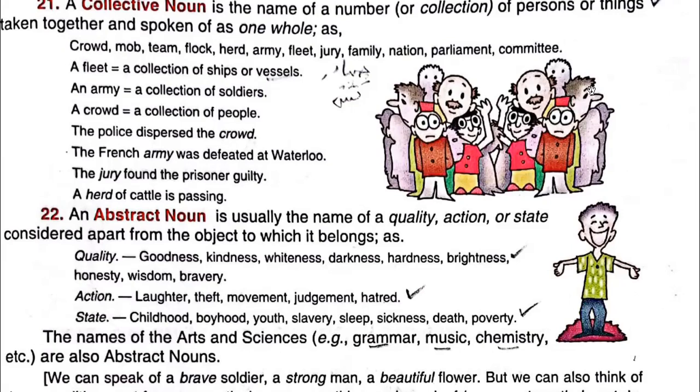Jury, as we say, the jury of judges; family, the people of a family; nation, the citizens of any state; parliament, a group of elected people; committee, a group of selected people. A fleet, a collection of ships or vessels; an army, a collection of soldiers; crowd, a collection of people. Police disperse the crowd. The French army was defeated at Waterloo. A jury found the prisoner guilty. A herd of cattle is passing. So these are the examples in words as well as in sentences of collective nouns.